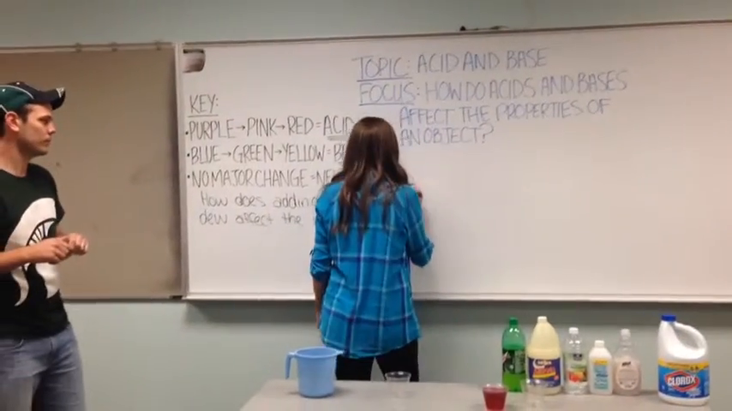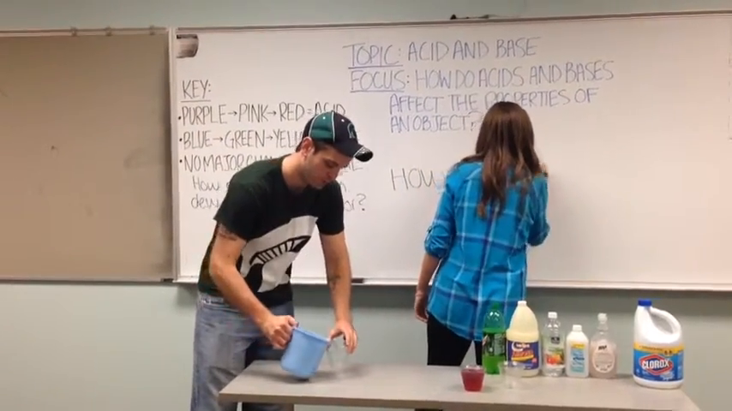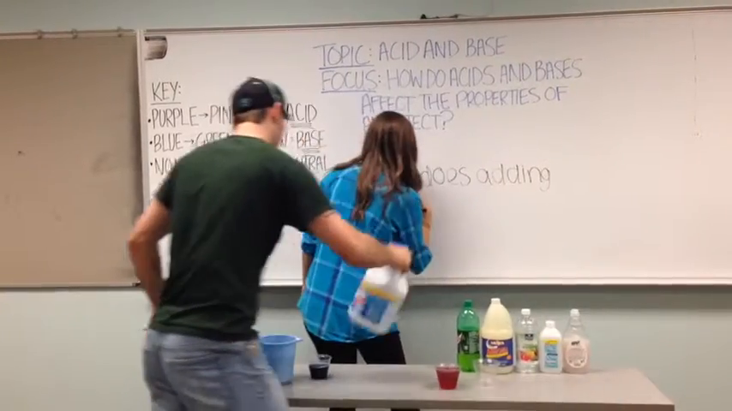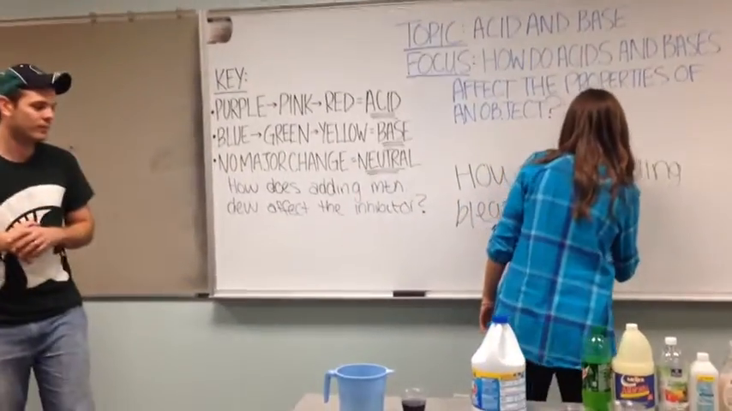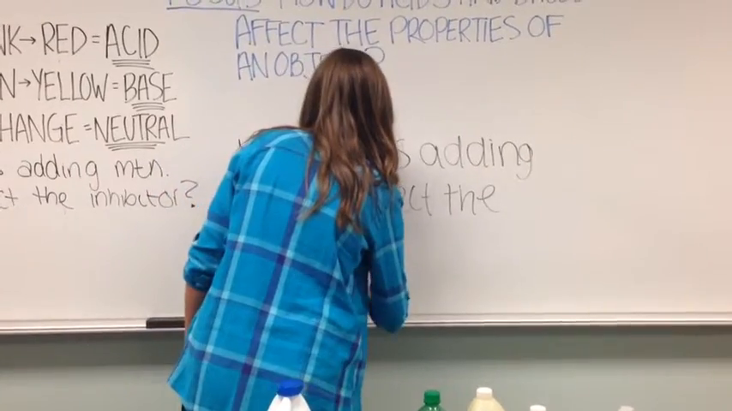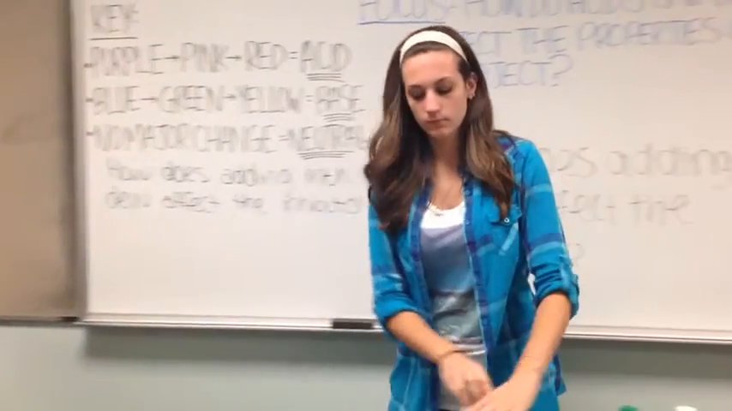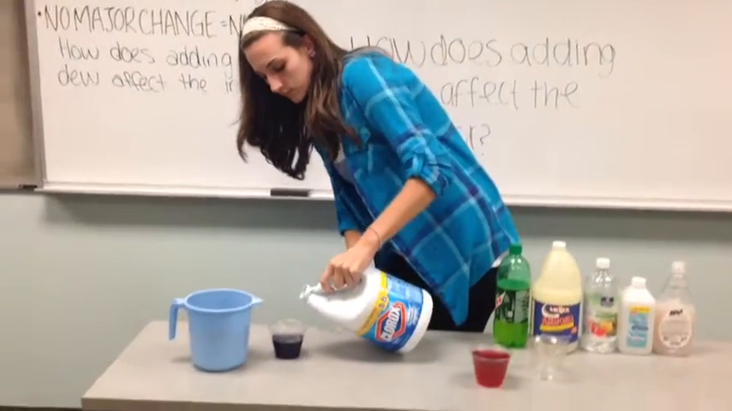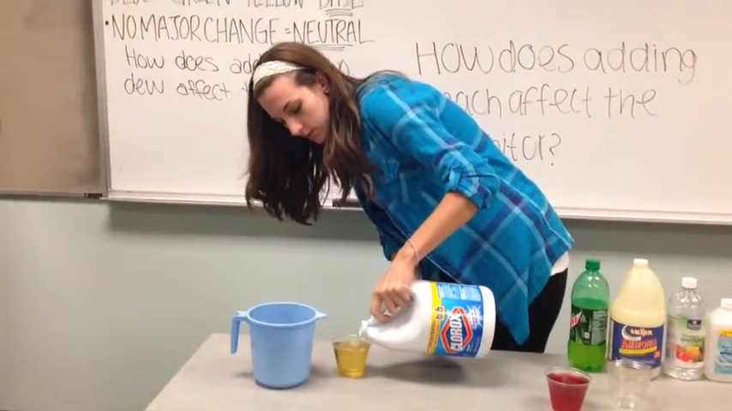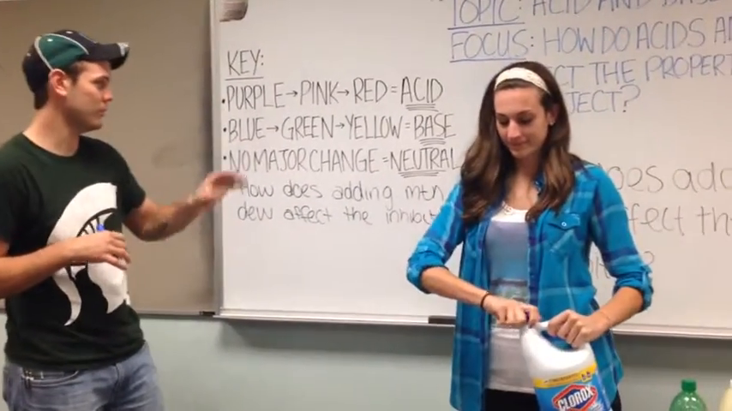My question is going to be, how does adding bleach affect the indicator? Okay. And while you're writing that, I'm going to pour your indicator for you, and I'm going to get your bleach out. And as soon as you're done writing the question, you can go ahead and test that out. Oh wow, it went straight from blue to almost a green, and now it's definitely yellow. It must be a base. Yes, it is. It definitely is a base because it turned it to a nice yellow color.